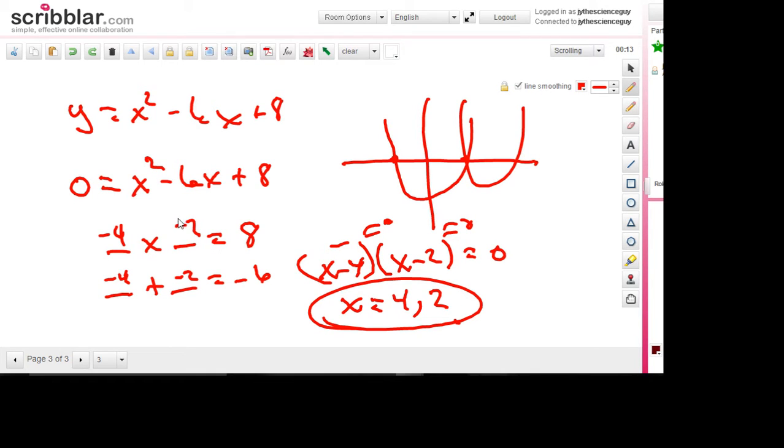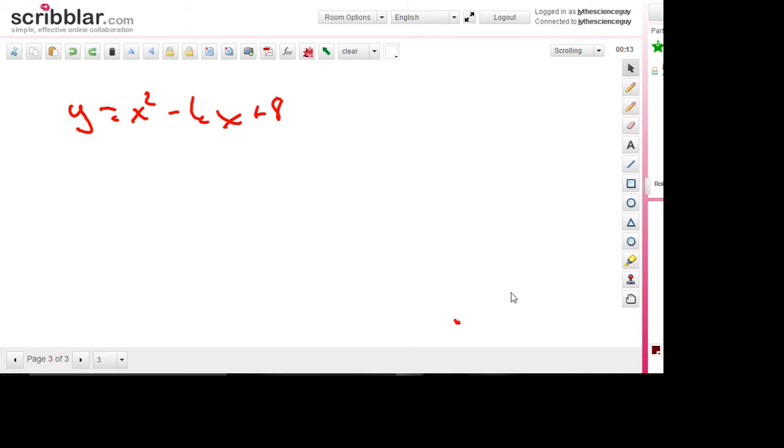Now I'm going to show you the other way you can do it. I'm going to delete, but I don't want to delete this whole thing. Oh, well, it worked out. So you can use this equation if you remember it: x for the vertex is equal to... So that was solving for the zeros. Now I'm going to solve for the vertex.